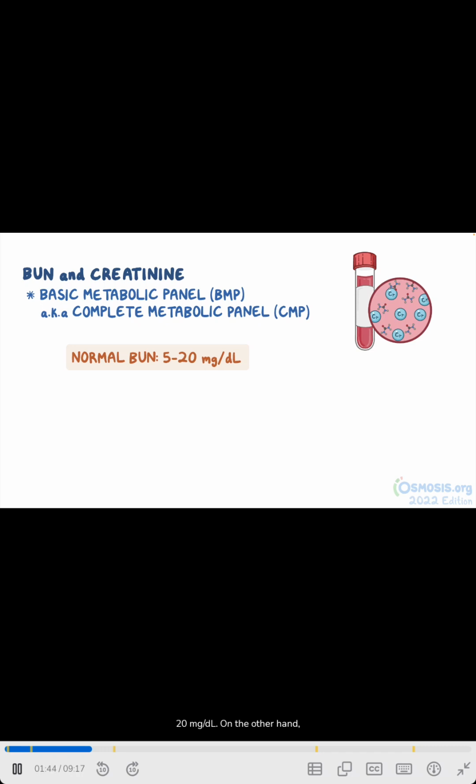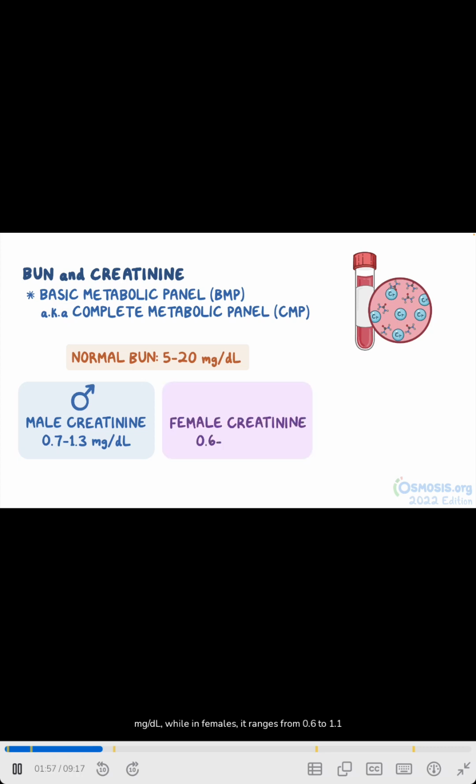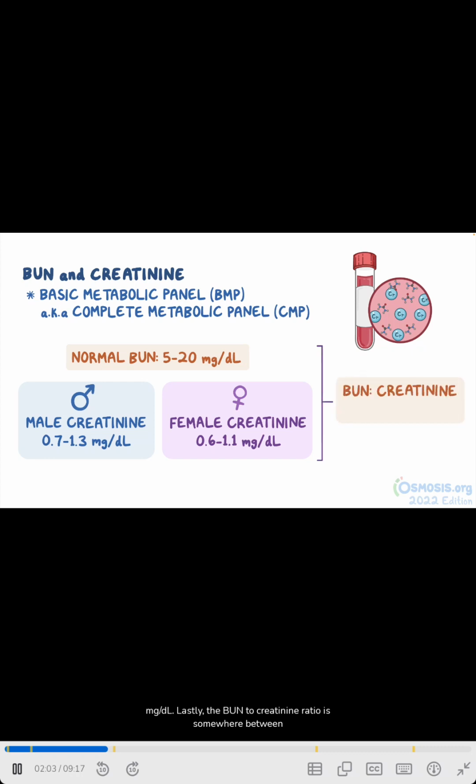On the other hand, creatinine values tend to be higher in males, who tend to have a larger muscle mass. So, in healthy males, creatinine ranges from 0.7 to 1.3 milligrams per deciliter, while in females it ranges from 0.6 to 1.1 milligrams per deciliter. Lastly, the BUN to creatinine ratio is somewhere between 10 to 1 and 20 to 1.